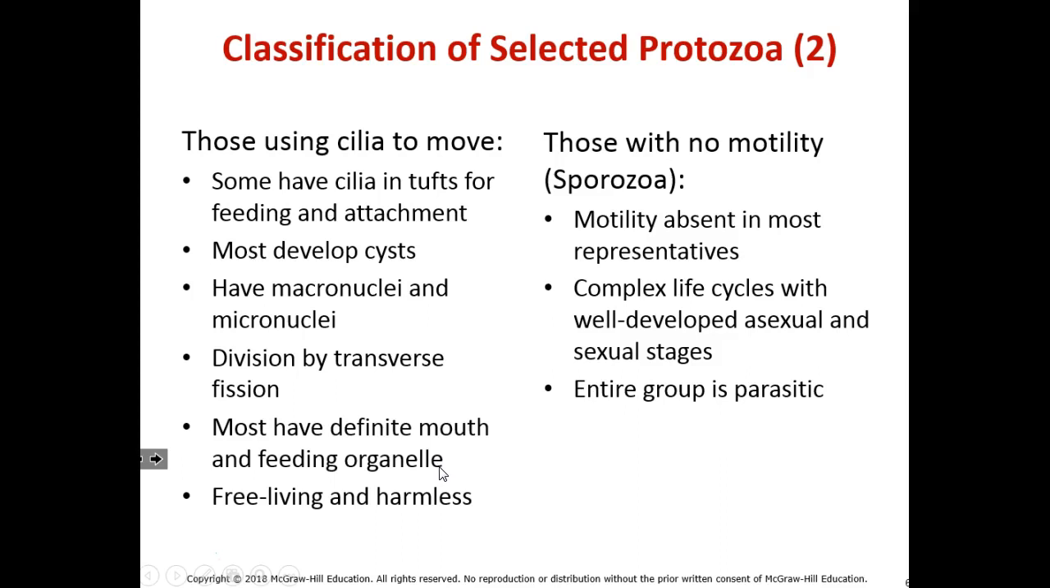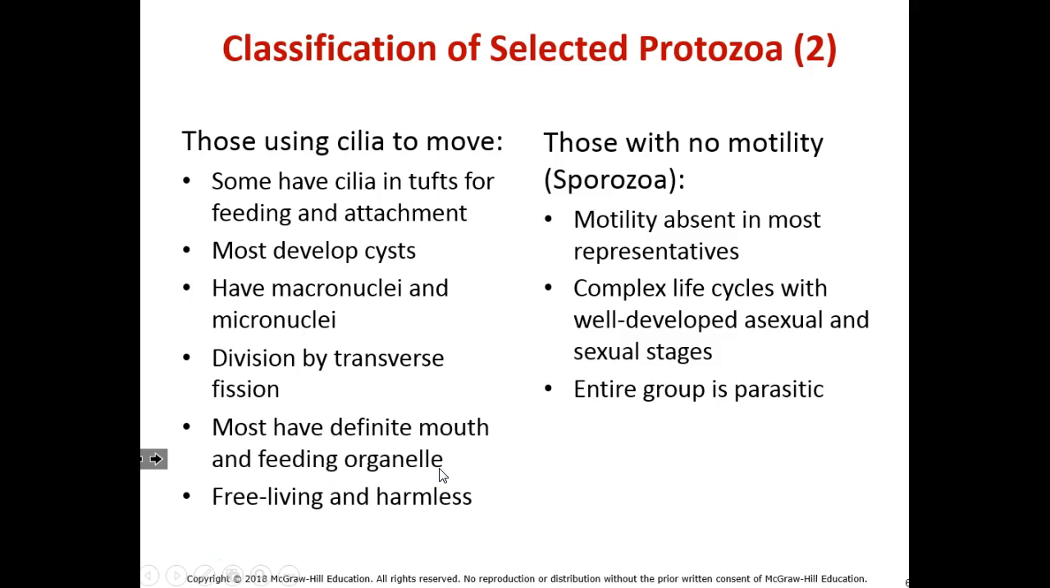Those that use cilia to move, some have cilia in tufts for feeding and attachment. Most develop cysts. They have macronuclei and micronuclei. Division by transverse fission. Most have a definite mouth and feeding organelle. They are free living and harmless.